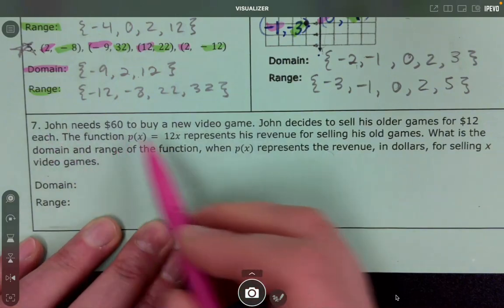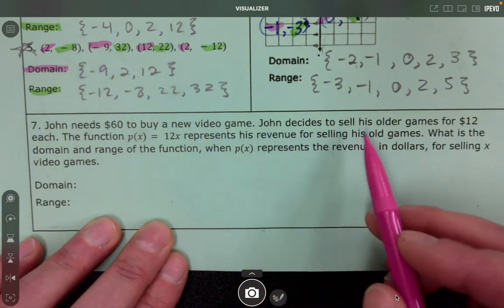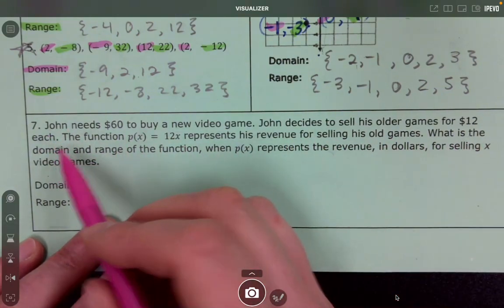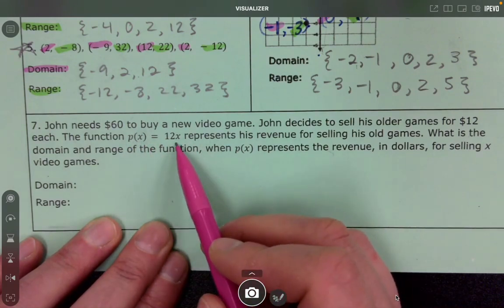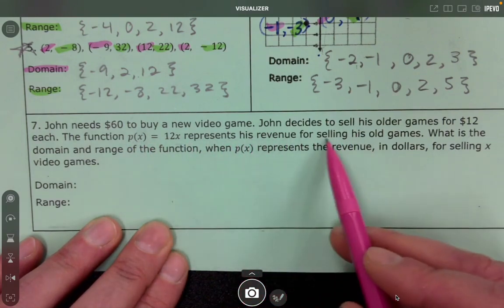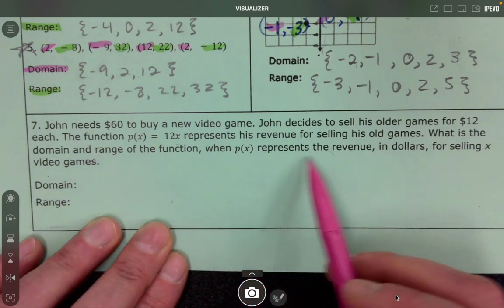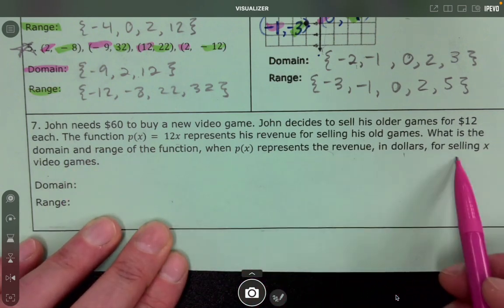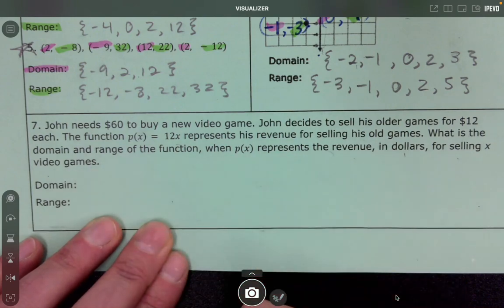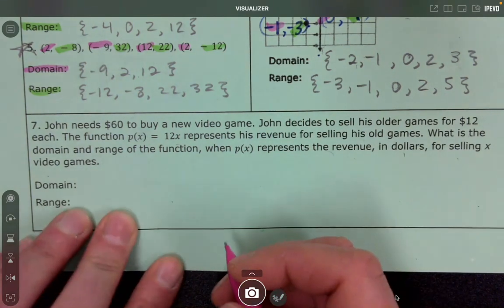John needs $60 to buy a new video game. John decides to sell his older games for $12 each. The function P of x equals 12x represents his revenue for selling his old games. What is the domain and range of the function when P of x represents the revenue in dollars for selling x video games? All right, now we're going to try it again.